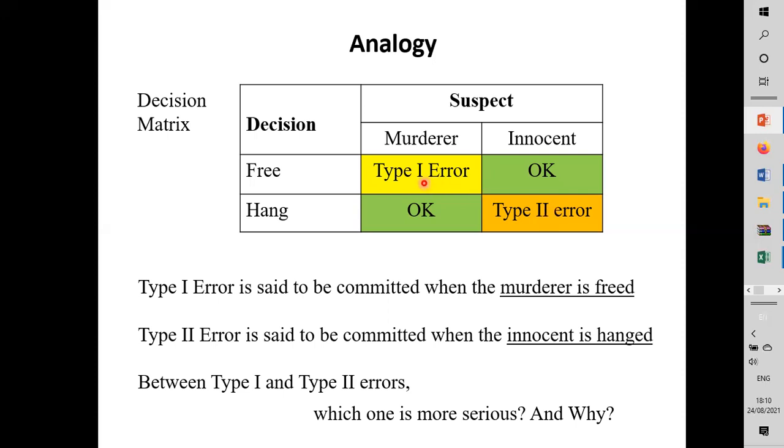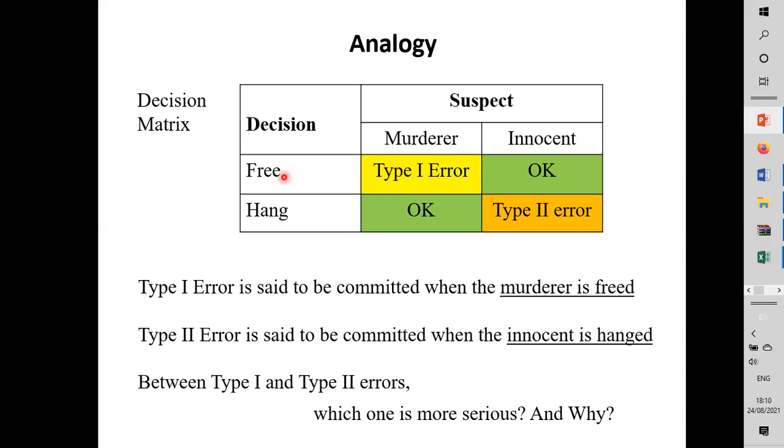Yes. Type 1 error is what? Freeing the murderer, right? Yes. So minimize type 1 error means what? Minimize freeing the murderer. Right? Yes.